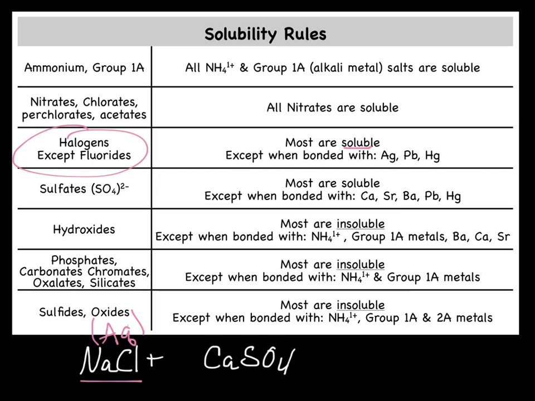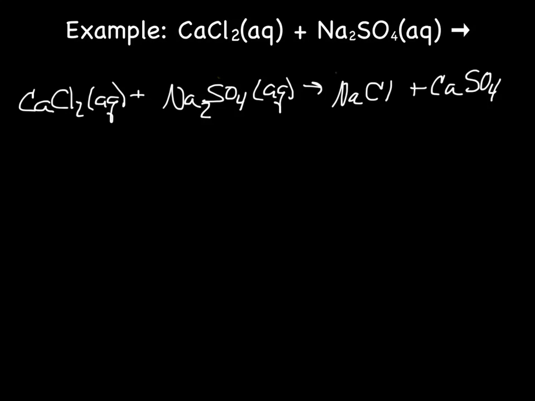Now let's look at calcium sulfate. We've got sulfates right here. Most are soluble except when bonded with calcium, strontium, barium, lead, or mercury, so that means this is going to be a solid. So NaCl is aqueous, CaSO4 is a solid. So we end up with NaCl being aqueous and CaSO4 being a solid. We've completed the double replacement part of complete ionic equations.